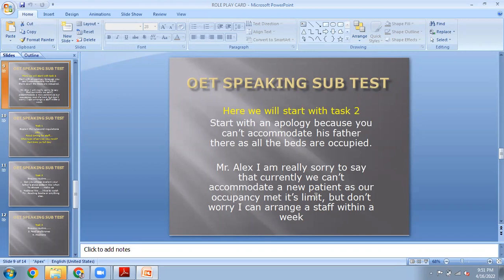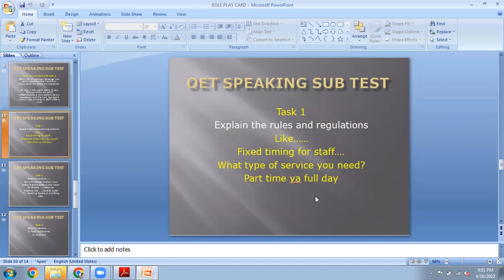So you stated the fact with an apology, and you gave an assurance that, "Okay, no worries, I will arrange a staff for you." So definitely the patient, your bystander, will be happy with that.